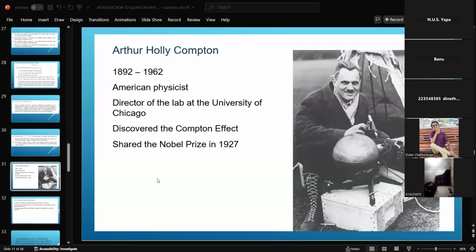American physicist Compton detected this at the University of Chicago. He discovered the quantum effect and got the Nobel Prize in 1927.